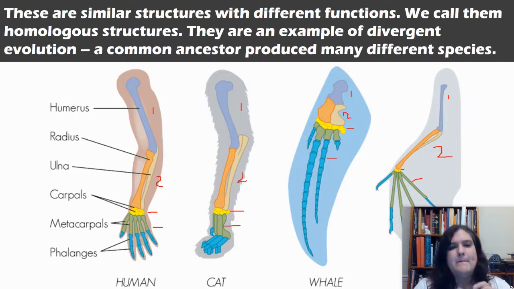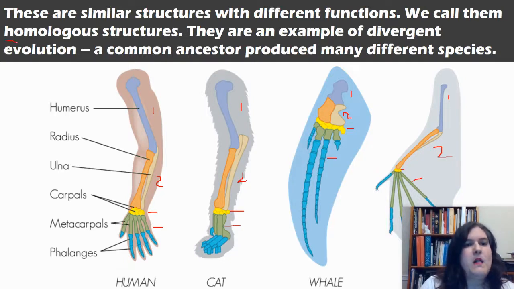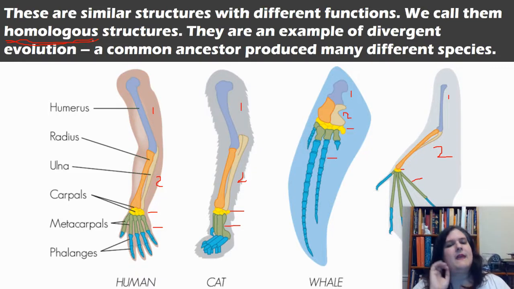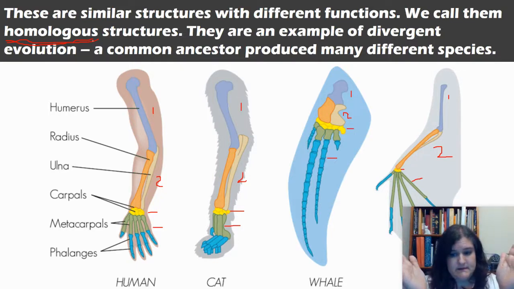We call them homologous structures. So homologous means same structure. Okay, so homologous, they have the same structure, different function. They're an example of divergent evolution, meaning that there was a common ancestor that produced many different species.